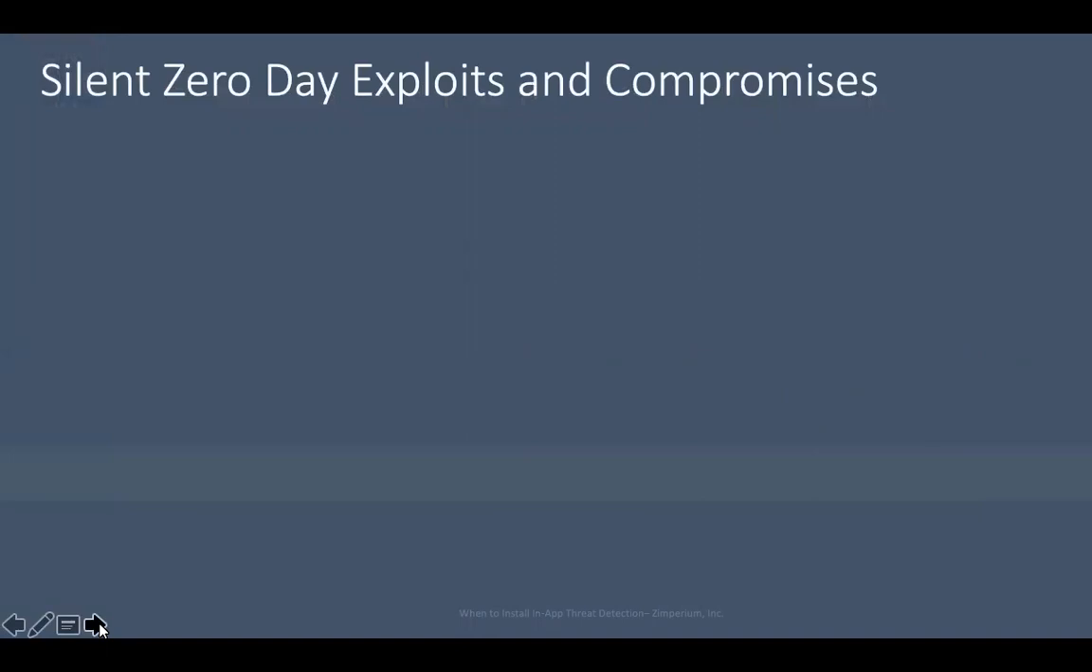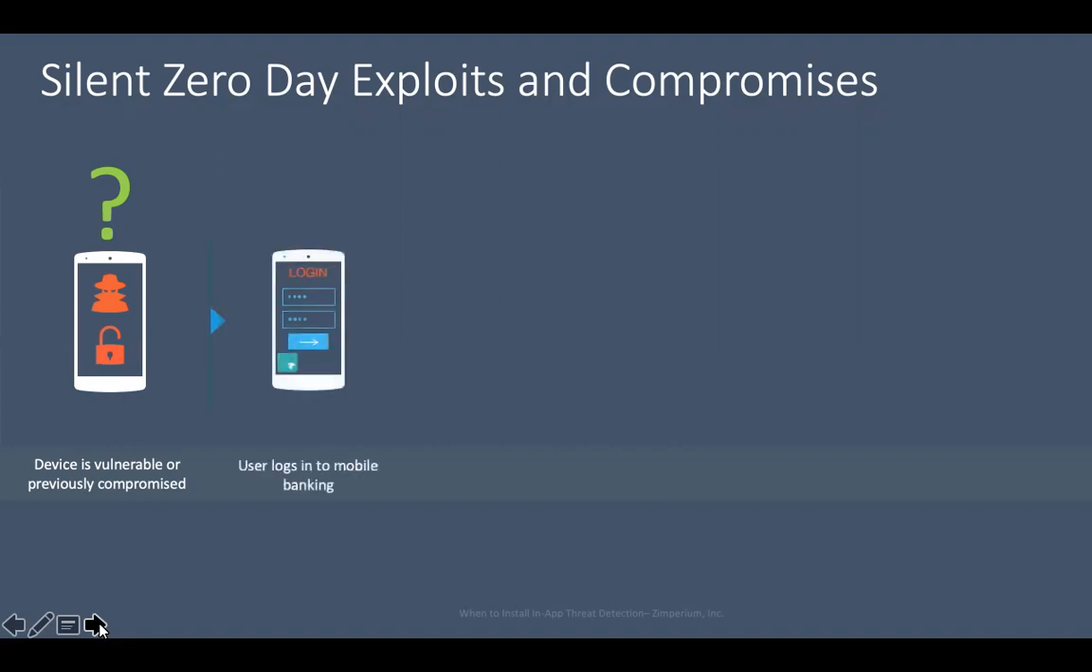So, zero-day exploits or compromises. Jailbreak detection is easy to detect, right? I call the system: is it jailbroken? No, proceed. Zero-day is really, really hard to identify. So is the device that your customer is using vulnerable, or is it already compromised?